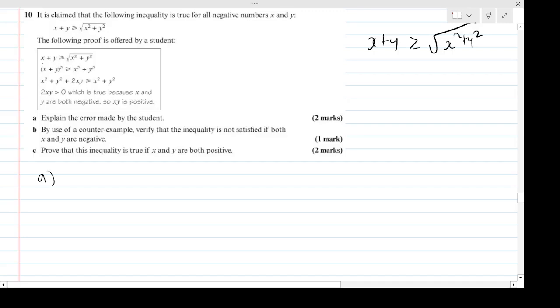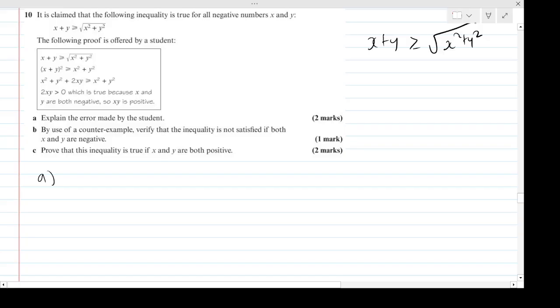So let's go step by step. x plus y is greater than or equal to root of x squared plus y squared. Then they squared both sides. (x plus y) squared is that. Then they expanded this bracket to get x squared plus y squared plus 2xy is greater than or equal to x squared plus y squared. Then they cancelled out to get 2xy is then greater than 0.